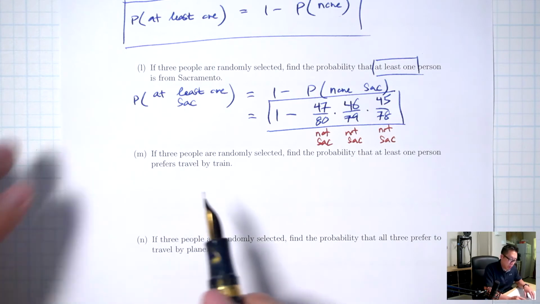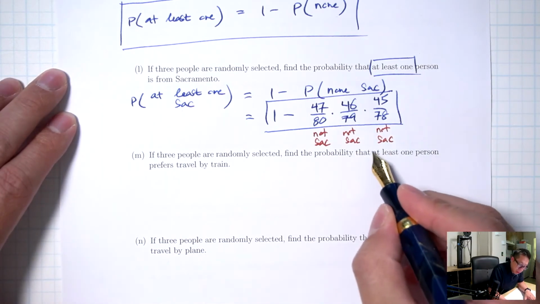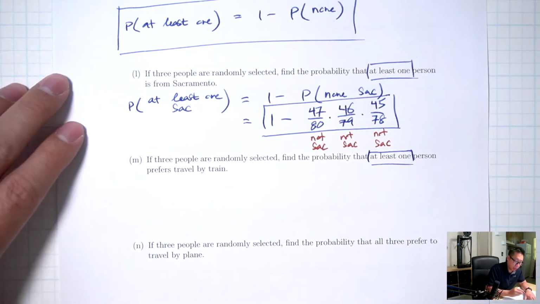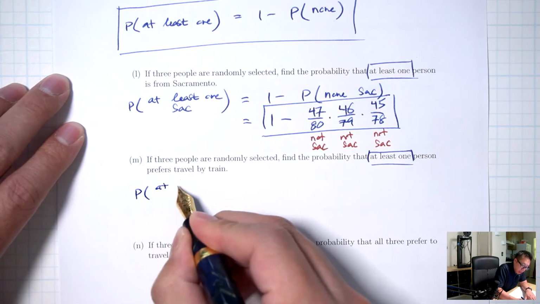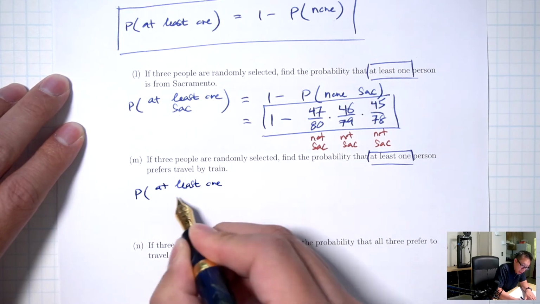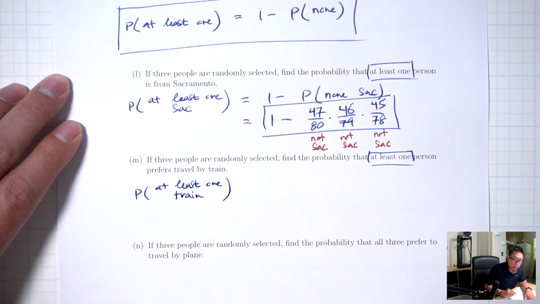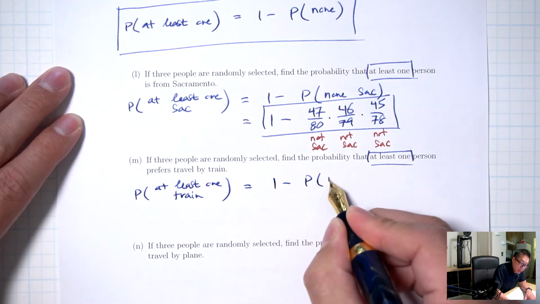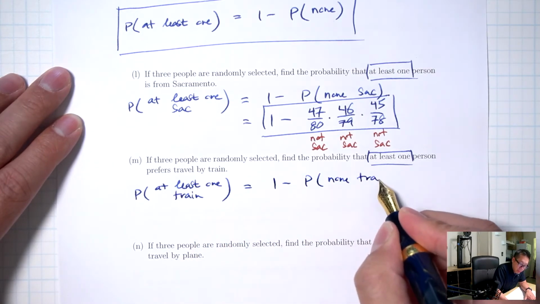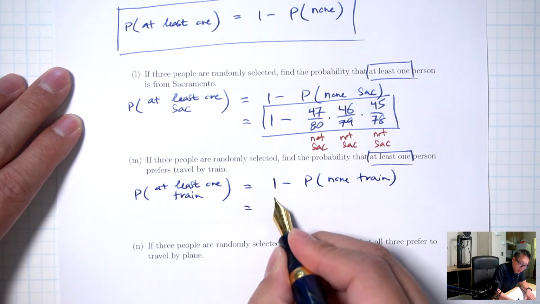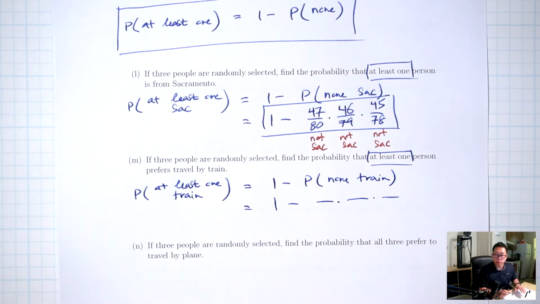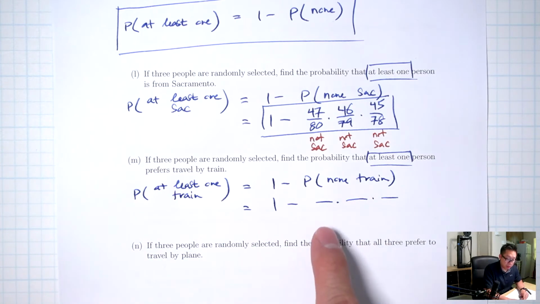Part M. If 3 people are randomly selected, find a probability that at least 1, so once again I see the word at least 1, person prefers travel by train. Okay, I'm looking for probability at least one train. And the way we're going to do at least one is we're going to do 1 minus none. None train. So this is 1 minus. We're talking about 3 people. So 3 fractions. Okay. 3 people, none of them train, means not train, not train, not train.